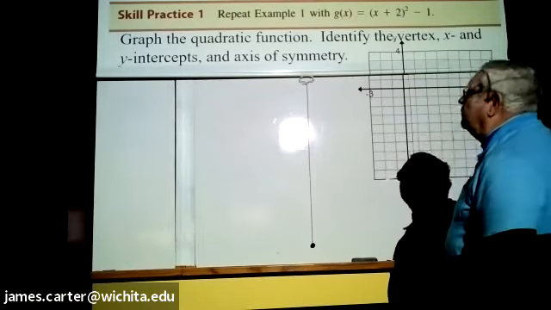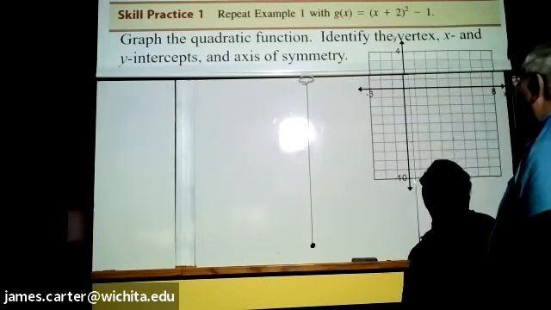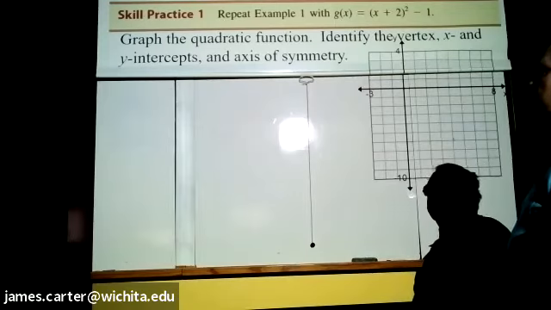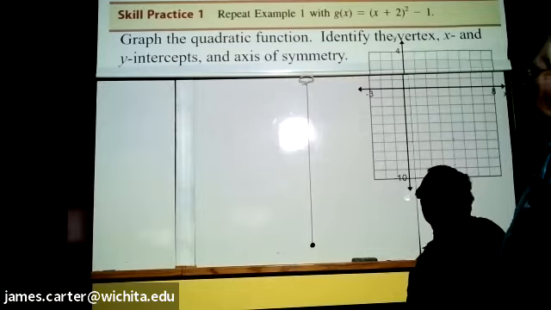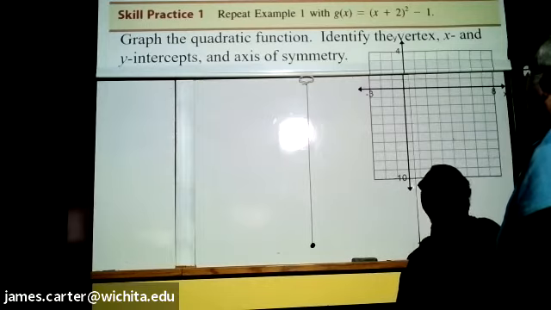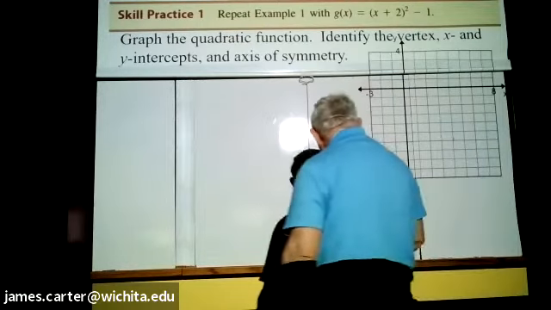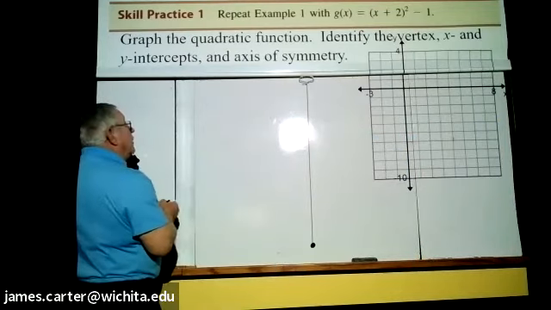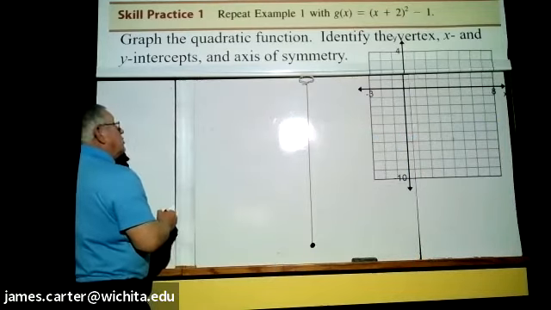Okay, now here's one for us to do. Graph the quadratic function, identify the vertex, x-intercepts, and the axis of symmetry. Well, we're not necessarily going to do them in that order. Okay, so our equation is g of x equals (x plus 2) squared minus 1. All right. So we've got some computation to do.